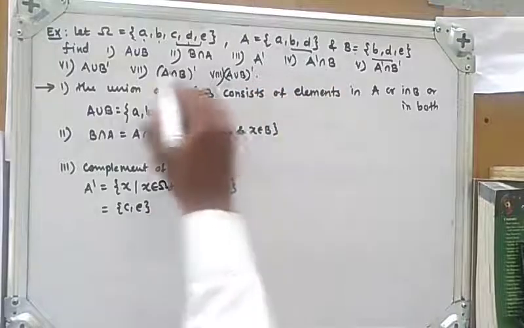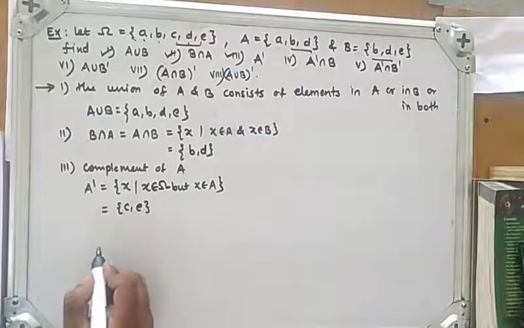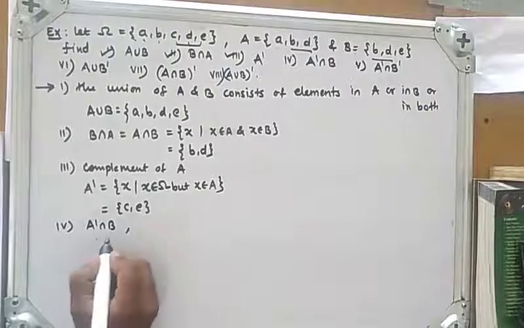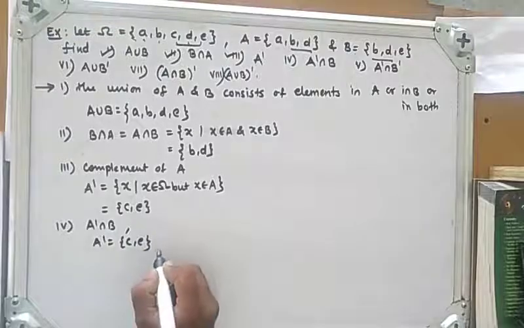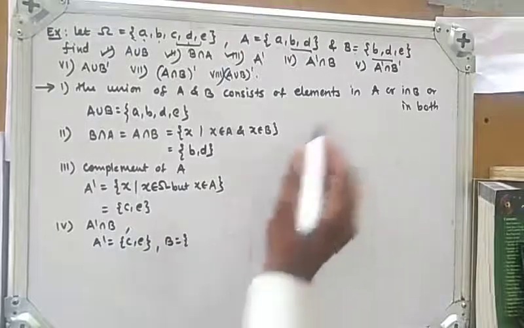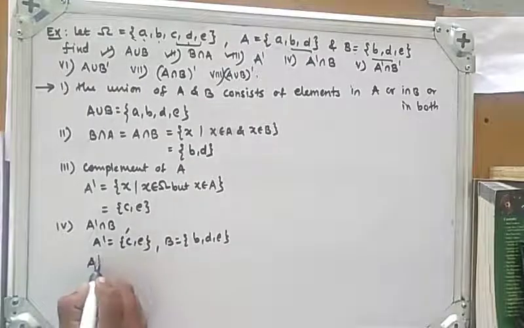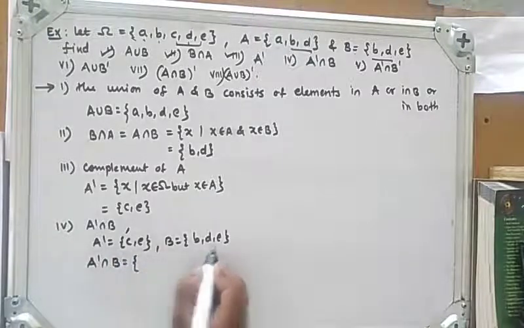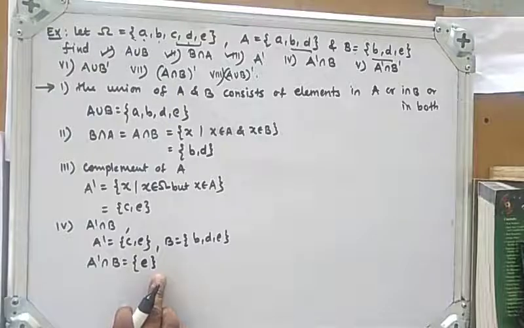Now next one. The fourth one is A complement intersection B. Now we have A complement with value C, E, meaning two elements C, E, and B has elements B, D, E. So their intersection, A complement intersection B, is the common element between the two sets, which is only E. So A complement intersection B has only E as the common element.